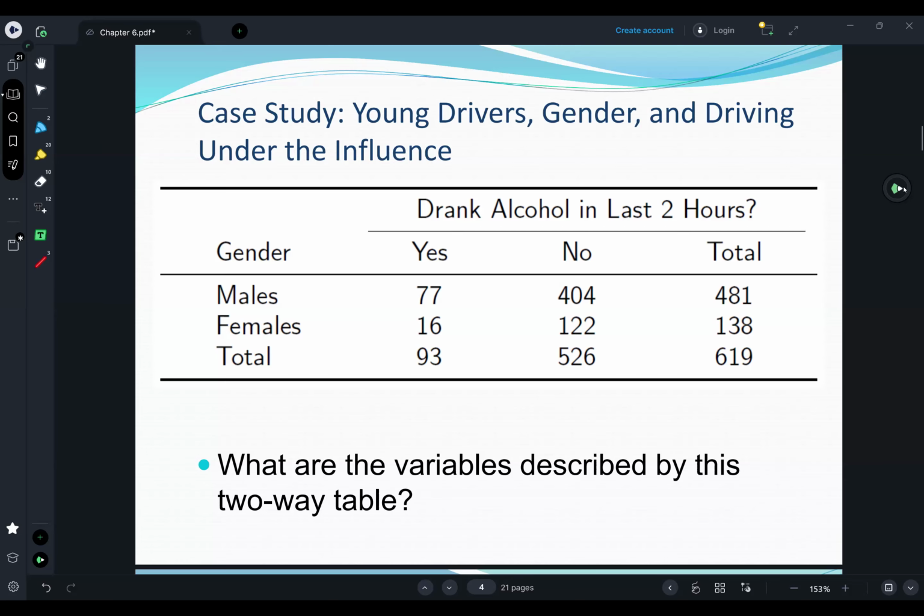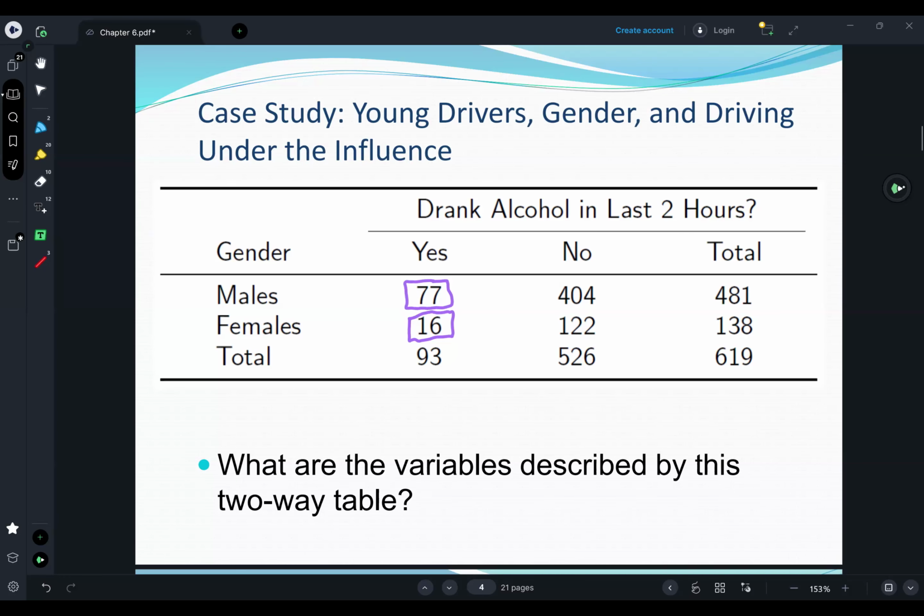But what we do, as we discussed last time, is we use percents. The percents are how we compare these. How can we compare if we use percentages instead of raw counts? The number of males who said yes is 77, and the number of females who said yes is only 16. But if you divide by their totals, we get percentages. So 77 divided by 481 and 16 divided by 138. That's how we get those percentages, and we'll work through those in the next few slides.